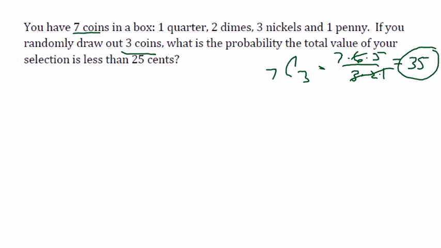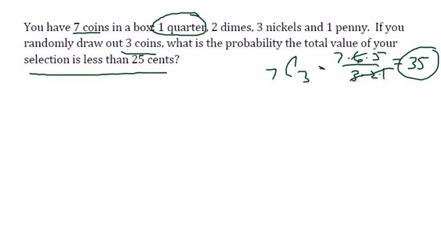So there's 2 ways to go about this. You can go about it in a straightforward way, or what I think is easier, you can go about it using complementary counting. And it's easier because if you want less than 25, then we want to get rid of all the things that are more than 25. Well, every combination that includes a quarter is more than 25 cents. So the question then becomes, how many ways can I draw out a quarter?